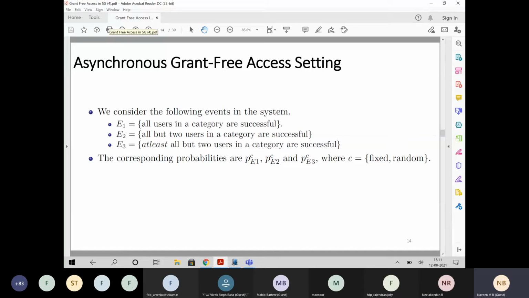Third event is at least all but 2 users, which is slightly better. That is at least 8 are successful, so it can be 8, 9 or 10 if 10 users are coming to the system. Now, how many users are coming to the system? We have two categories. One is called fixed, that is, there is always a fixed number of users. The second one is a random category, where the number of users coming to the system might be random.